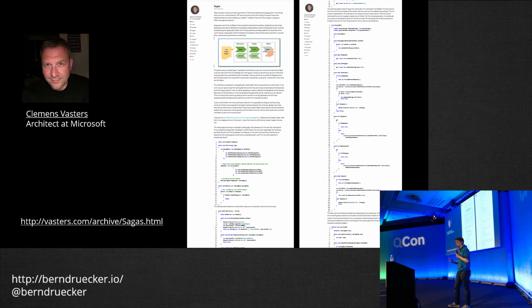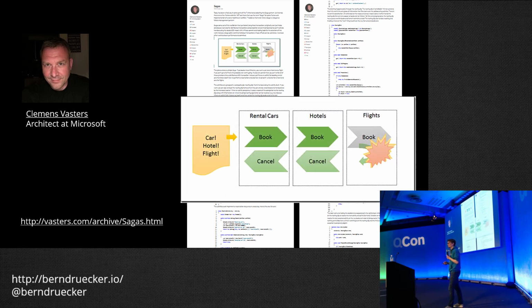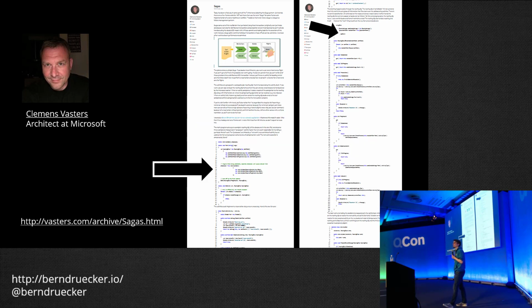I don't say anything about Clemens Fasters. He's a great guy. So it's not about the content of what he wrote there, but he basically described the same Saga example, and he described how he implemented the Saga pattern. So there's a lot of code in there. It's interesting to read. He really coded the Saga.